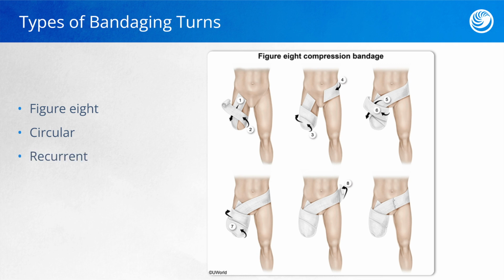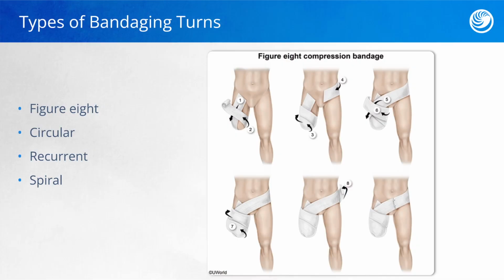Recurrent turns are used for distal areas, like the end of the fingertips or the top of the skull. It starts with 2 circular turns, and then you fold over upon yourself back and forth over that end of the affected area. And then you finish it again with 2 circular turns. Spiral and spiral reverse turns. We're going to talk about those in the next slide.